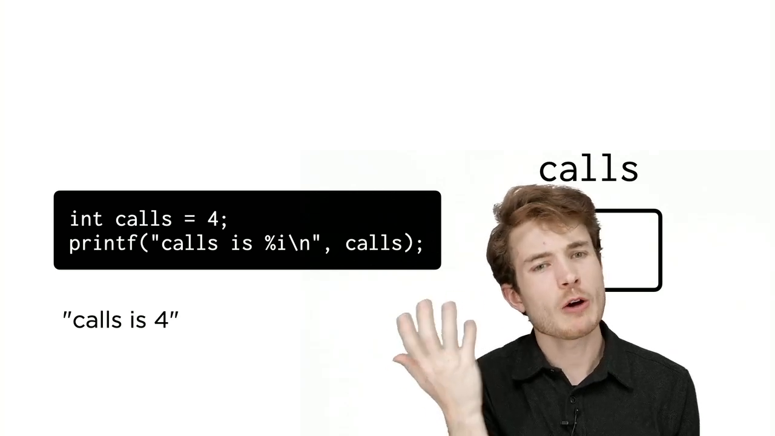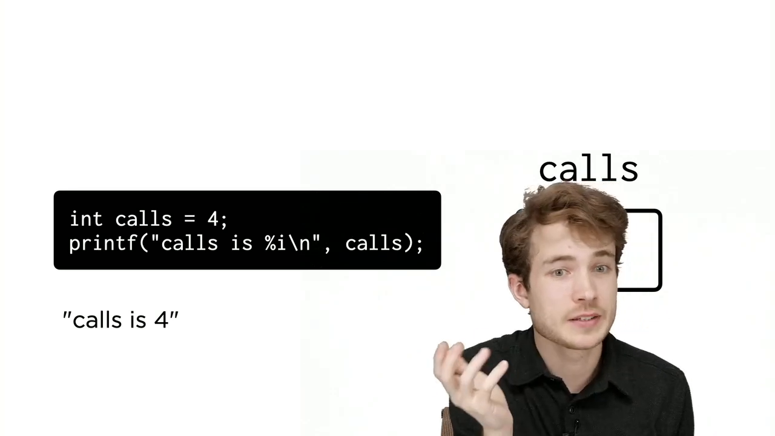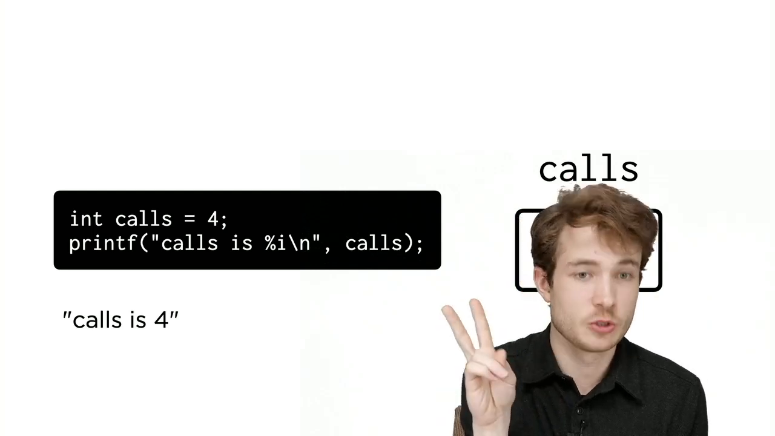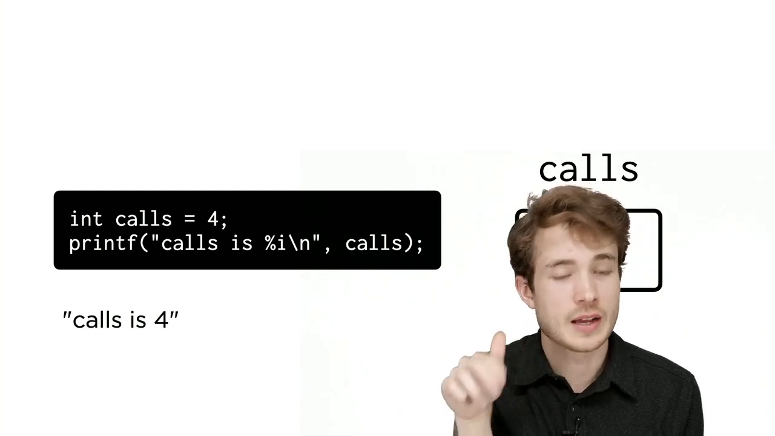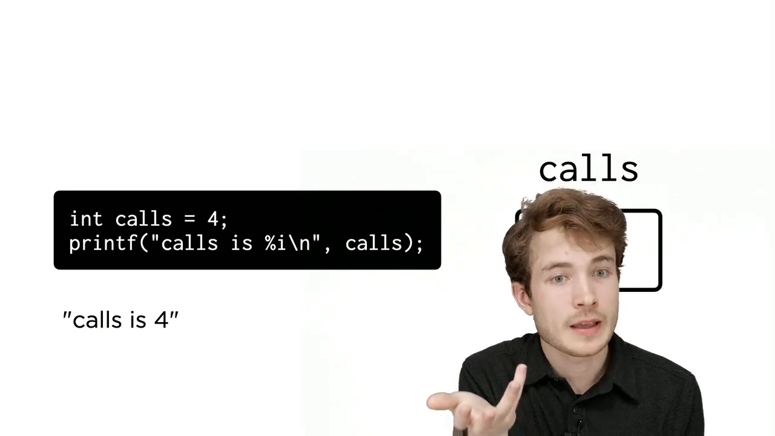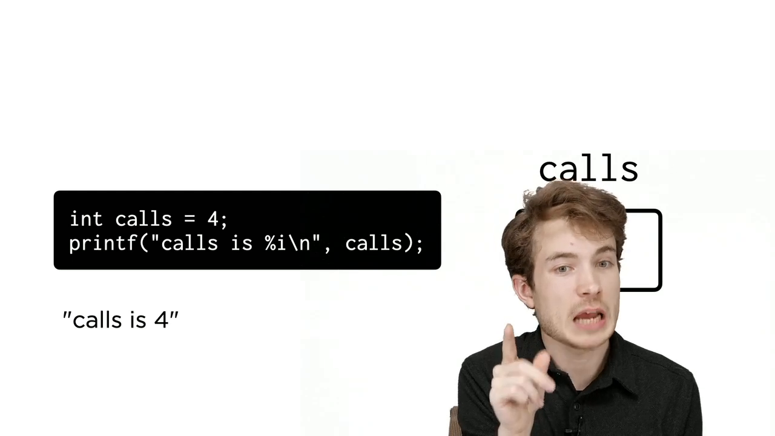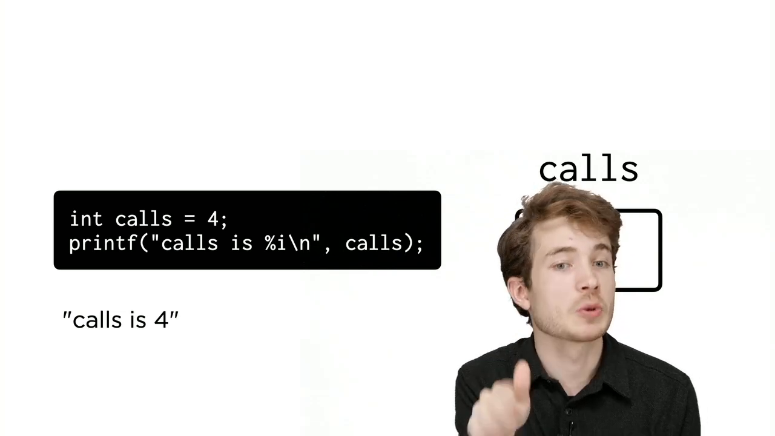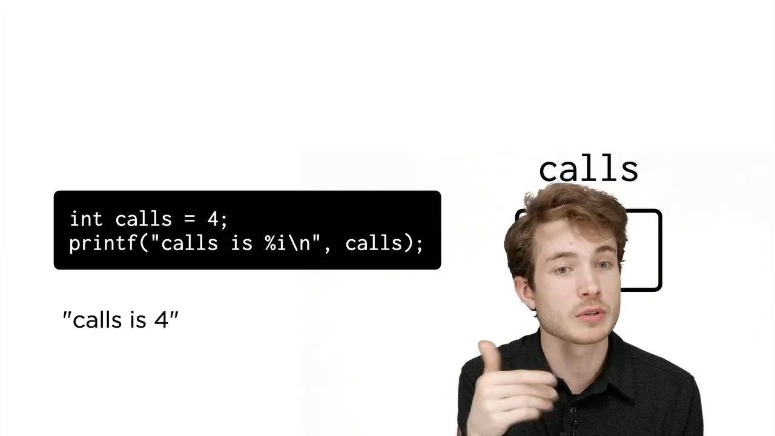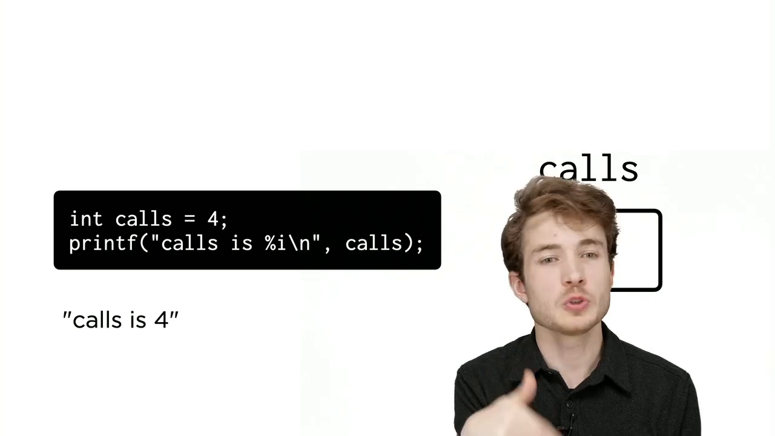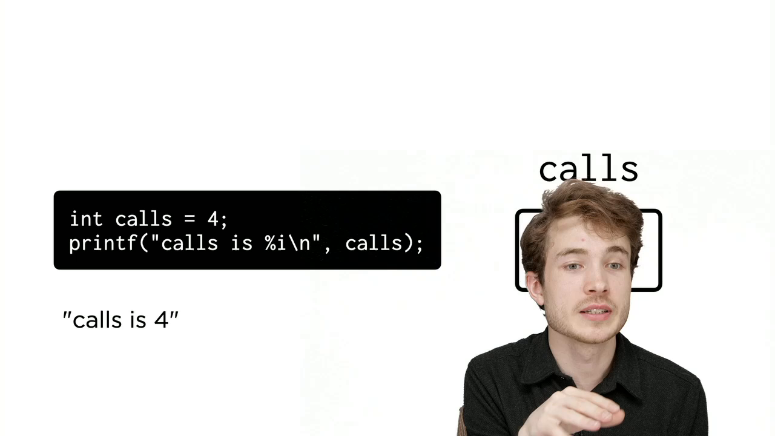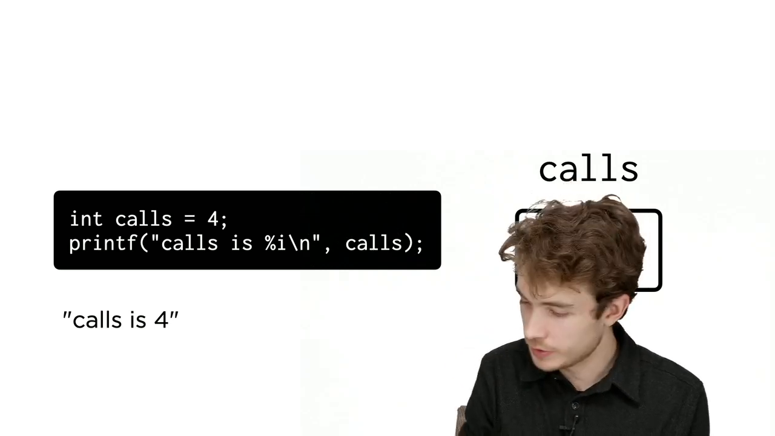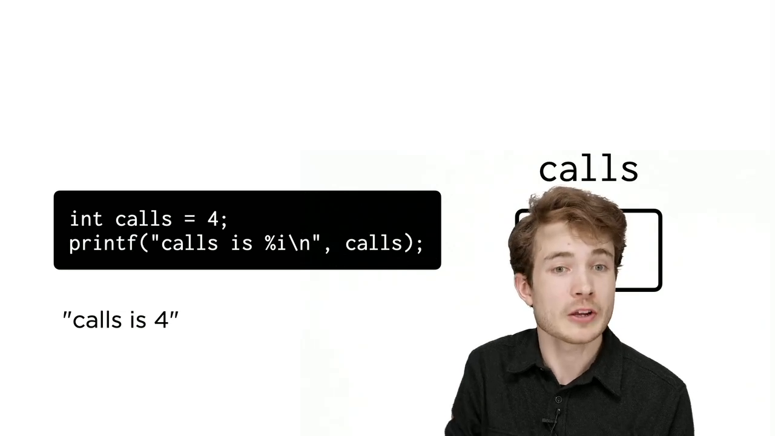Now the follow-up question is, how did I know to put the value of calls in that placeholder, %i? Well, what I did is I followed up my text, denoted by quotes here, "calls is %i\n", with a comma, and I gave another input to printf. This time I said, I want to put in the value of this variable named calls. So whatever follows your text that you give to printf, separated by a comma, whatever variable you include there, the value of that variable will be included in replacement of that format code itself.